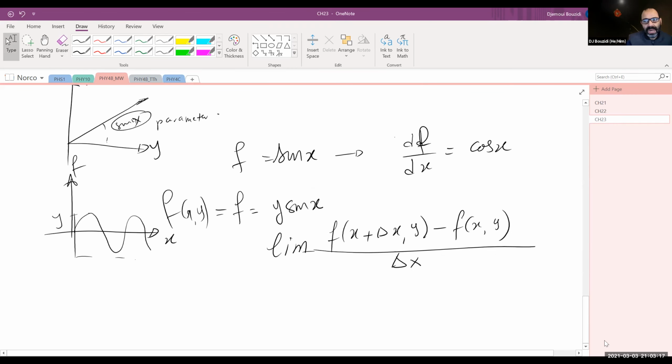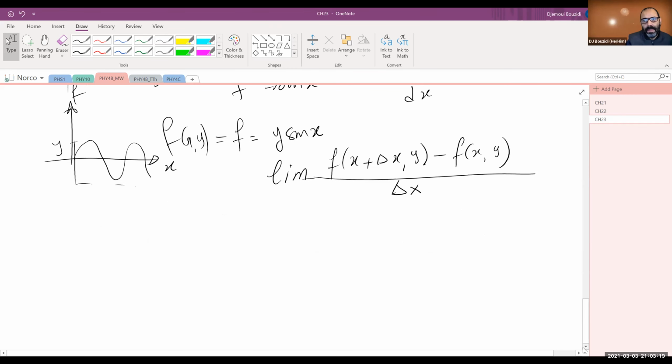You guys remember this stuff from your calc class or not? When delta x goes to 0. Yes, okay. So we're going to calculate this derivative now with respect to x.